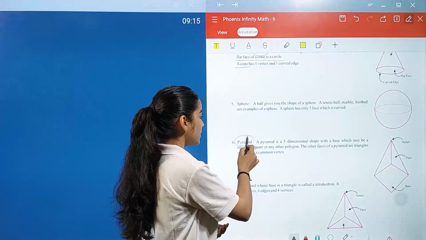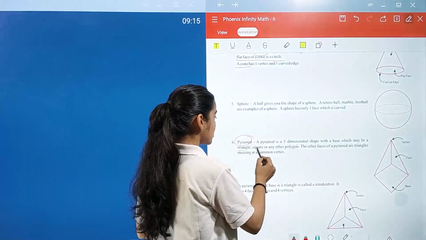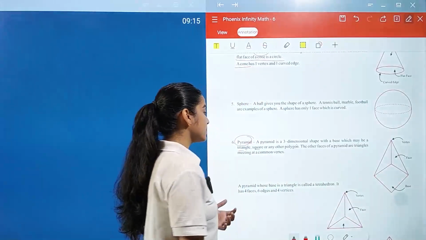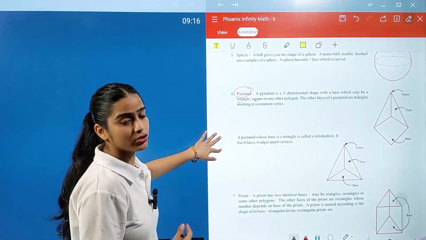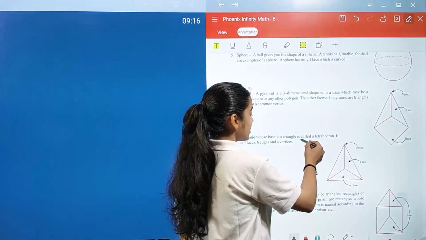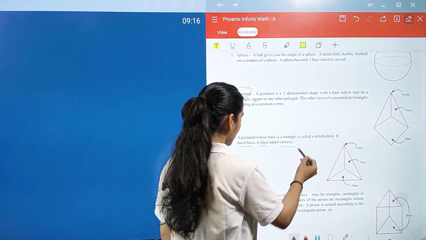Next, we have pyramid. A pyramid is a three-dimensional shape with a base which may be a triangle, square, or any other polygon. The other faces of a pyramid are triangles meeting at a common vertex. If we have a triangular base, that is your triangular pyramid. A pyramid whose base is a triangle is called a tetrahedron. It has four faces, six edges, and four vertices.